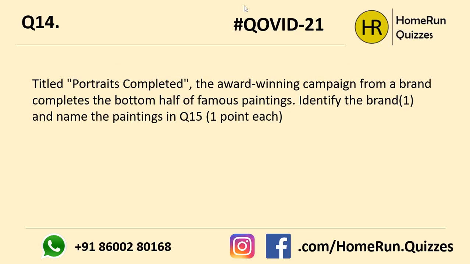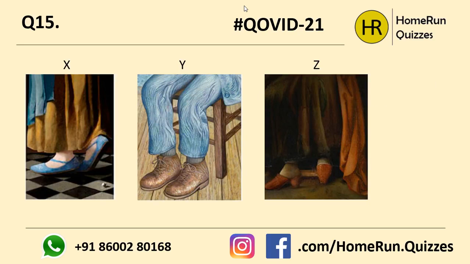Moving on. So you had a portraits completion question. The brand is Kiwi Shoe Polish, and you have to name all the paintings. X is the Girl with a Pearl Earring. Y is the self-portrait of Vincent van Gogh, and Z, very interestingly, is Mona Lisa. So we wanted the Girl with a Pearl Earring, self-portrait of Vincent van Gogh, and Mona Lisa as the answers.